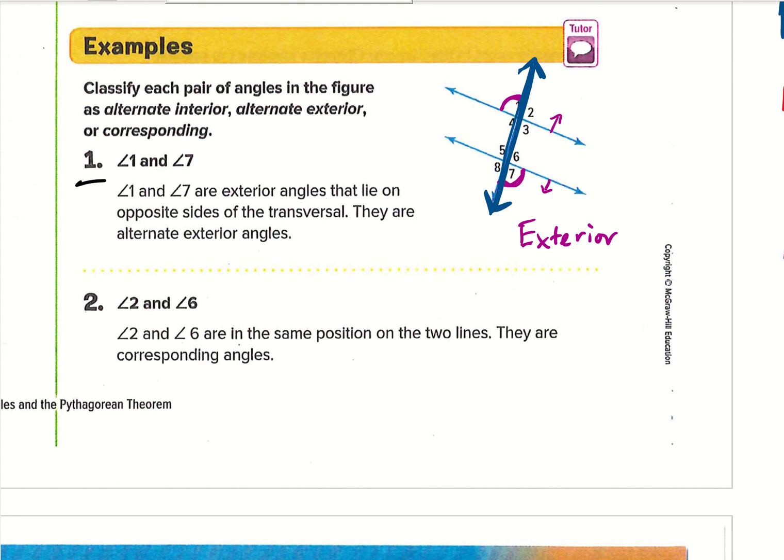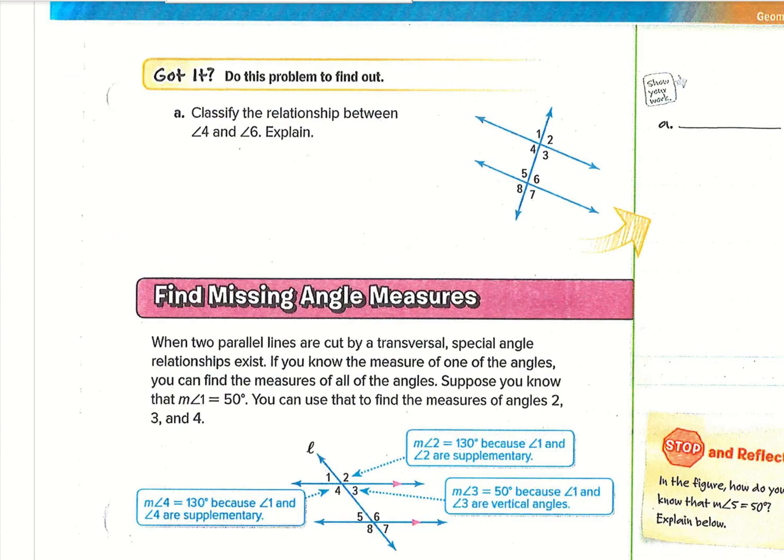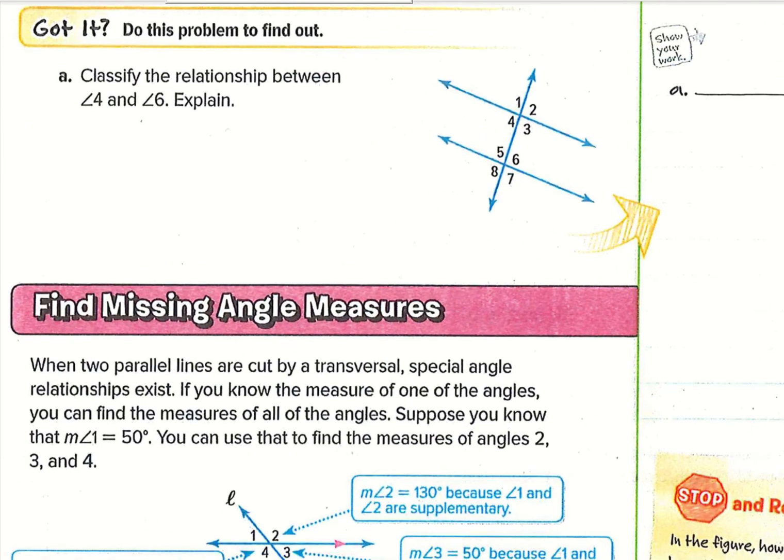And we can notice right away that these angles are on opposite sides, or instead of opposite, you can say alternate, right? They basically mean the same thing in this sense. All right, so we have alternate exterior angles. And that's it. That's all you have to do for these problems. It's just recognizing where the angles are located. Go ahead and try out Got It Problem A on your own, and then after you do that, we will move on again.